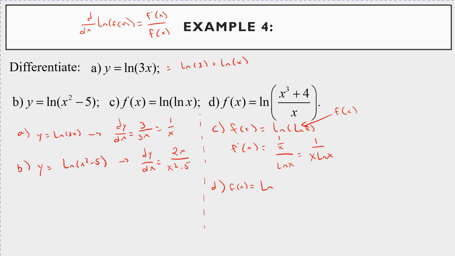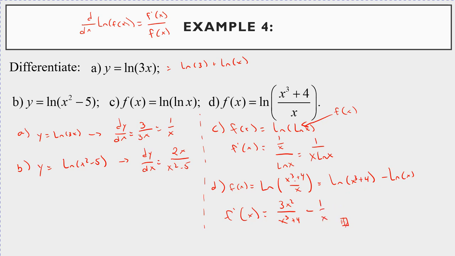Okay, so for this one, what you actually want to do here is you do not want to use the quotient rule. You're going to make that really hard on yourself. So you could actually break this up as the natural log of x cubed plus 4 minus the natural log of x. And now all of a sudden it's super easy to take the derivative. So you take the derivative of this first. So this just becomes 3x squared over x cubed plus 4 minus, and then the derivative of the natural log of x is just 1 over x.